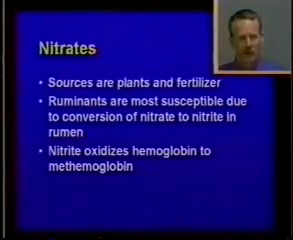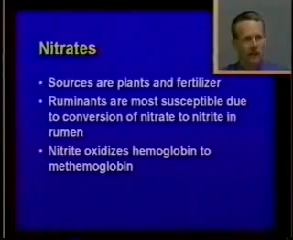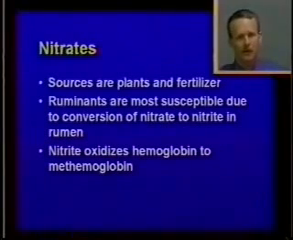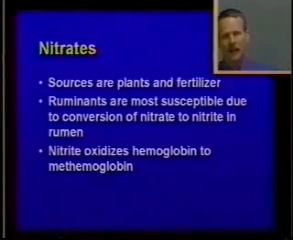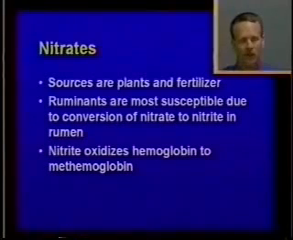Nitrates. Nitrates can be absorbed from plants as well as from fertilizer runoff into water sources for animals. Ruminants are the most susceptible to the effects of nitrate poisoning because the nitrate is rapidly converted to nitrite by the microbes in the rumen. And nitrite is the form of this chemical that's actually responsible for the toxicity. Nitrite oxidizes hemoglobin to methemoglobin and produces a profound methemoglobinemia.